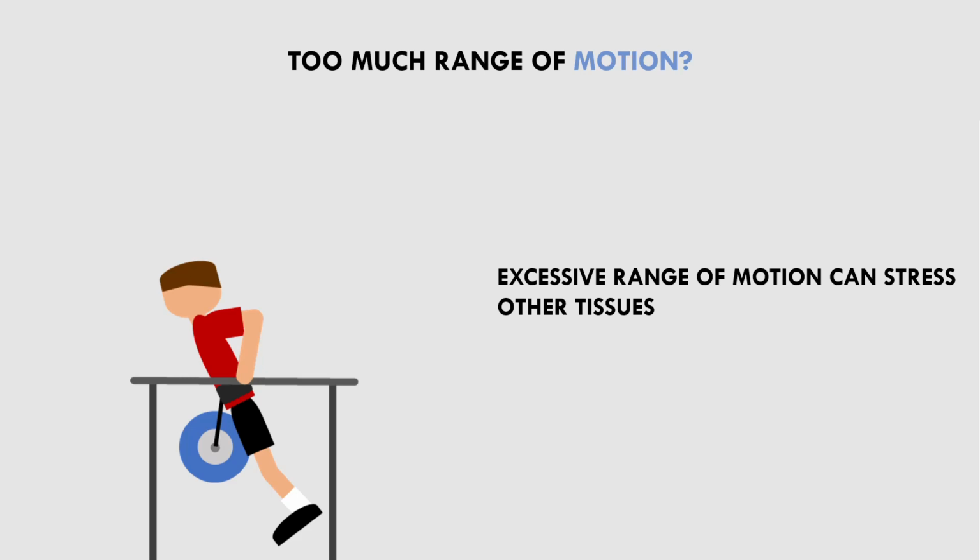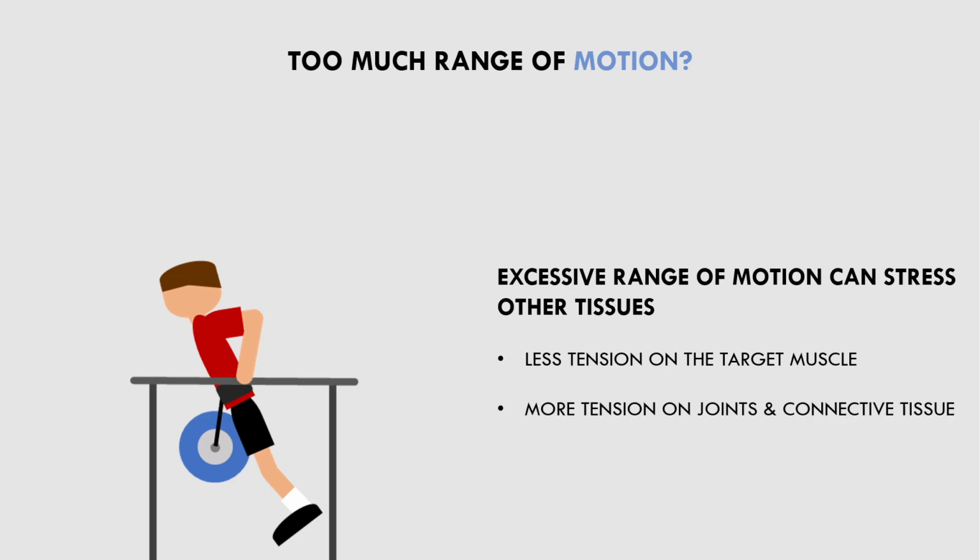For example, if we perform dips too deep, we will no longer be lengthening the chest, delts, and triceps, but instead we are distributing more stress on the scapular and shoulder joints in a highly compromised position. This will mean that tension is taken off the target muscles and instead being distributed to the joints and connective tissue. This will probably increase injury risk and result in a poorer hypertrophic stimulus for the target muscles.